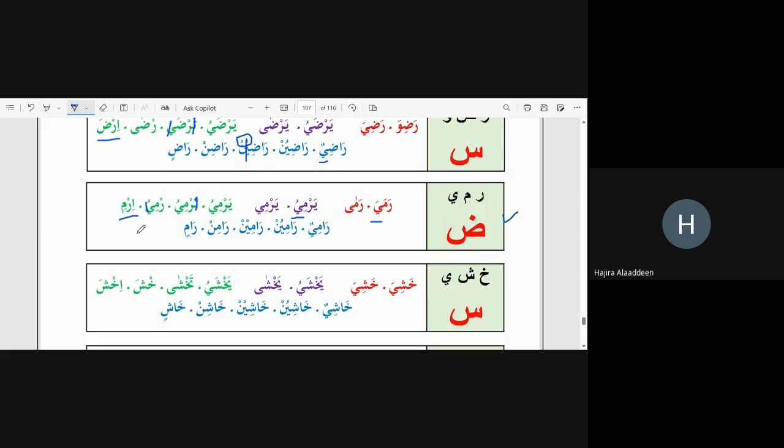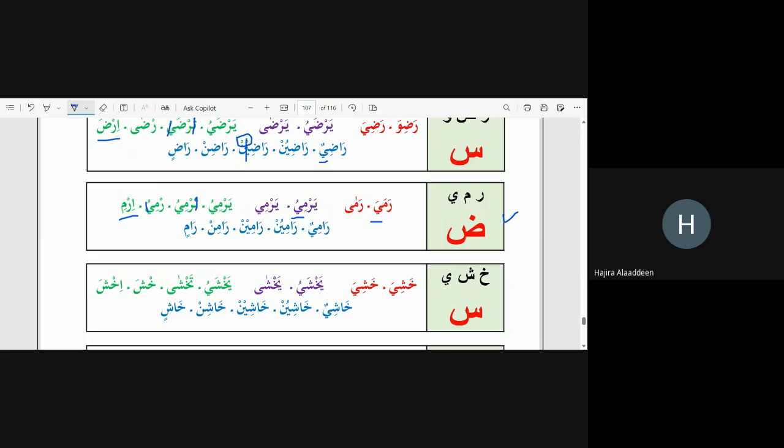so we add a hamza with a kasra. Since the third letter meem has a kasra here, we get a hamzatul wasl with a kasra here, so it will be irumi. I mean, in the amr, the last particle is also dropped. So we get irumi. So then we have ismul fa'il, just fa'ilun.